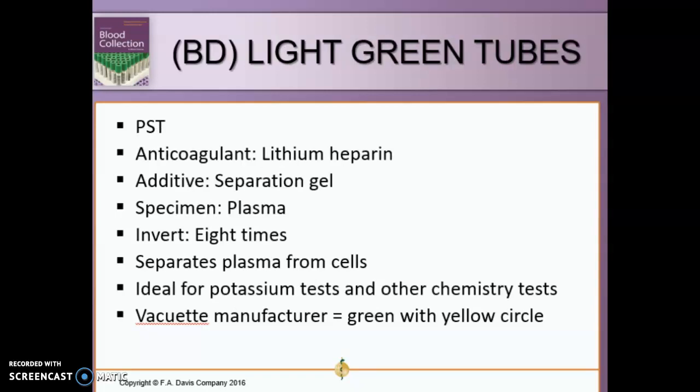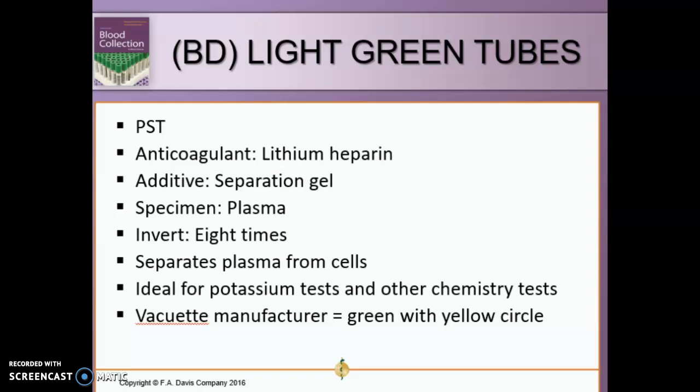We have light green tubes. The light green tube is a plasma separator tube. The anticoagulant is lithium heparin. The additive is a separation gel. The type is plasma. We're going to invert this 8 times, and it separates the plasma from the cells.